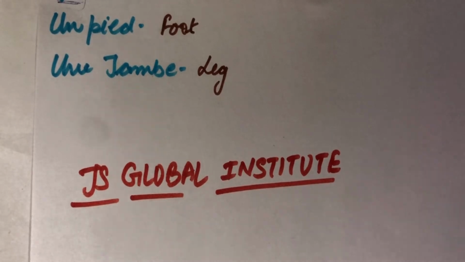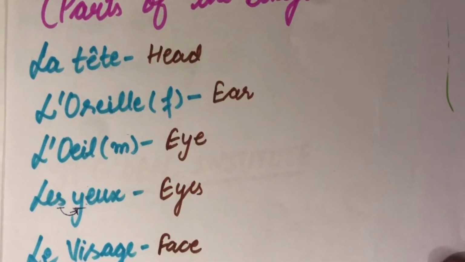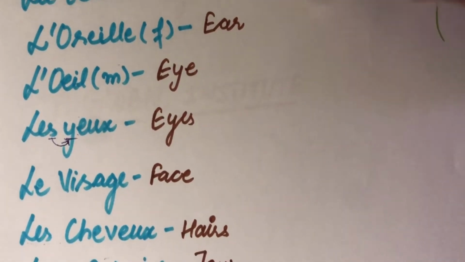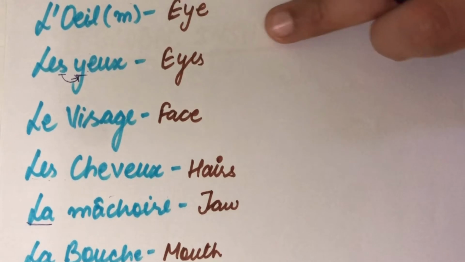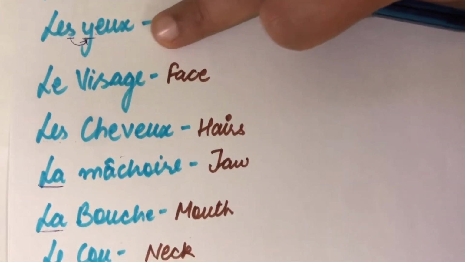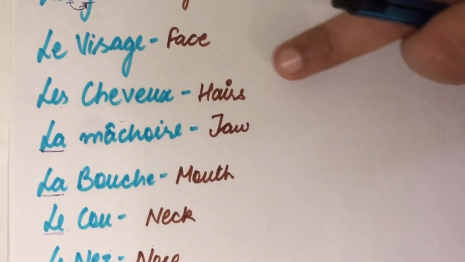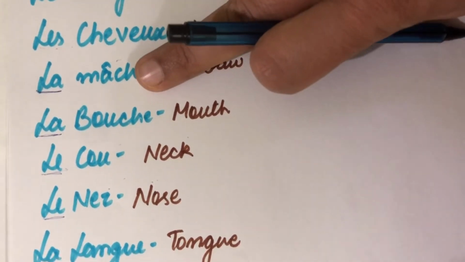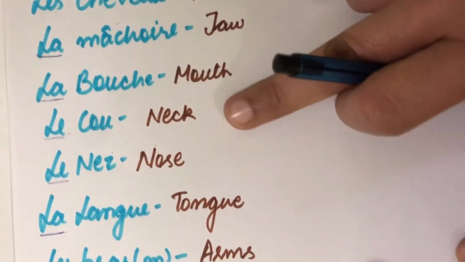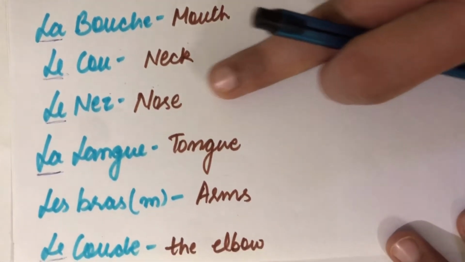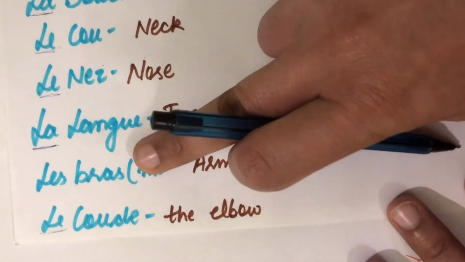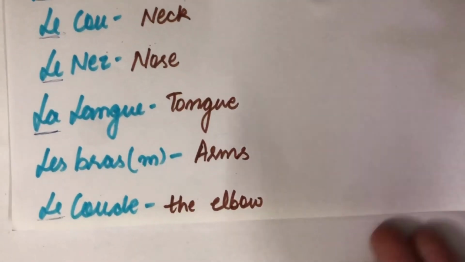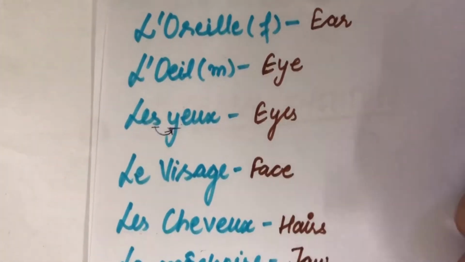Let's have a quick revision of these once again. Number 1 is la tête, which is head, l'oreille, which is ear, l'œil, which is eye, les yeux, which means eyes, le visage, that is face, les cheveux, that is hair, la mâchoire, which means jaw, la bouche, which means mouth, le cou, which is neck, le nez, which is nose, la langue, that is tongue, les bras, that is arms, le coude, which is the elbow. Okay, and the other ones are here.